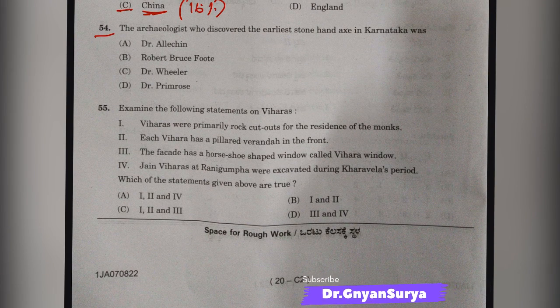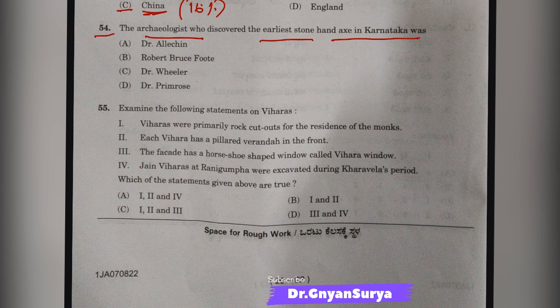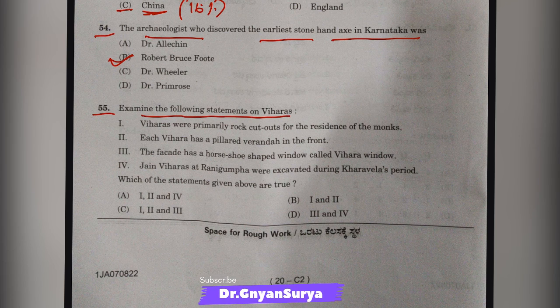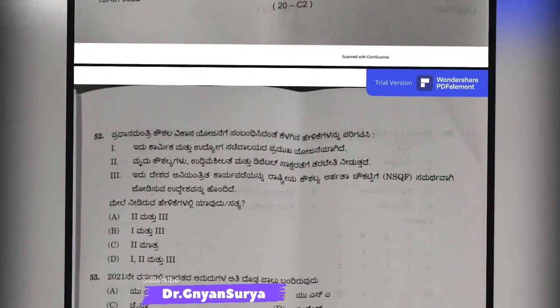The archaeologist who discovered the earliest stone hand axe in Karnataka was, so option B is correct, Robert Bruce Foote. For the 55th question, examine the following statements. You read the statements and you will find them all. The 55th question is in dilemma, so I am not going to give the answer for it. You just read the concept.